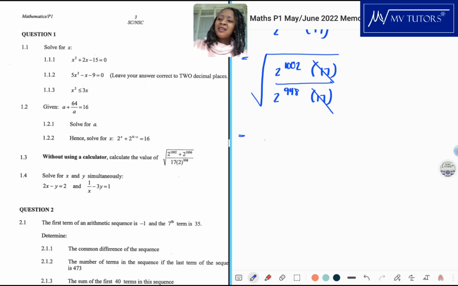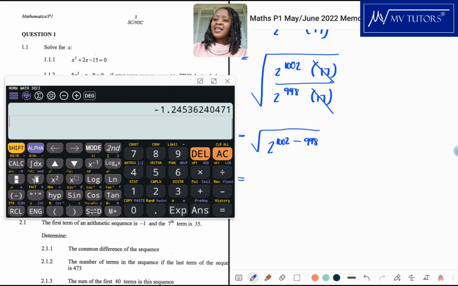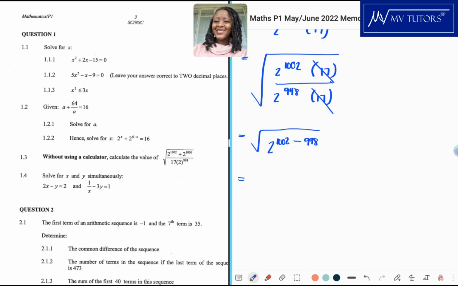Then we are left with 2 to the power 1002, and I'm just going to subtract 998, because that's what you can do if you have the same base and you are dividing: you can subtract the exponents. Let's not forget the big square root over there. So 1002 minus 998 looks like an easy thing to solve, but I'm going to use the calculator because I don't want to make a silly error. Okay, 2 to the power 4.